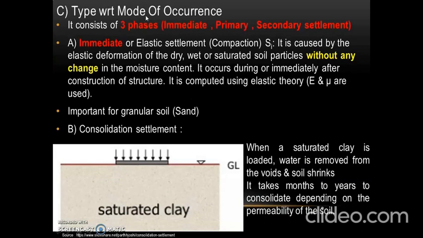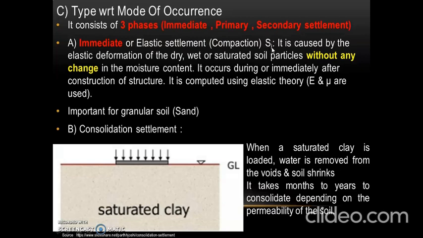Next is the type with respect to mode of occurrence. There are three types. One is immediate, primary and secondary settlement. Immediate settlement is also referred to as elastic settlement, and it is also known as compaction. Why it is known as compaction? Because there is removal of air from the voids present in the soil mass. And this elastic settlement or immediate settlement is denoted by SI.